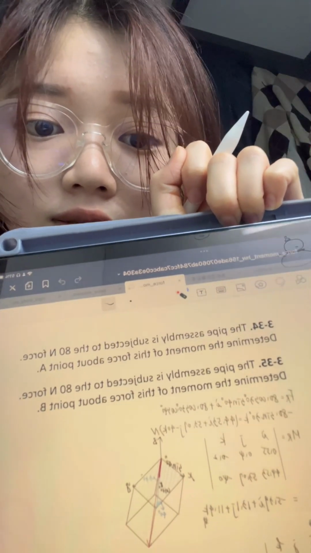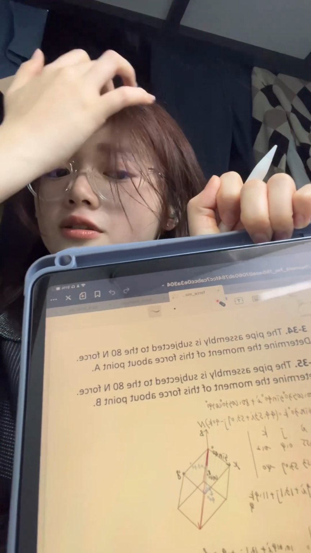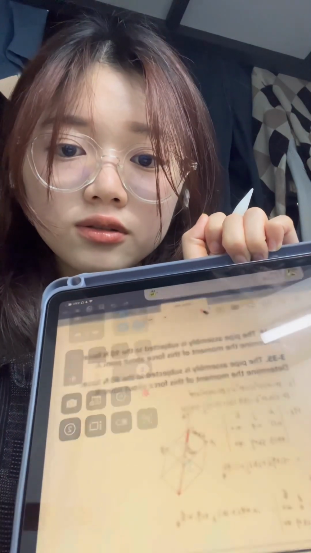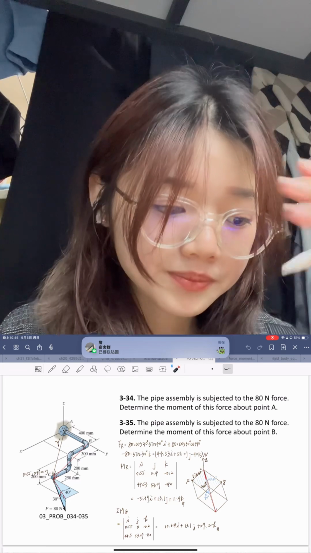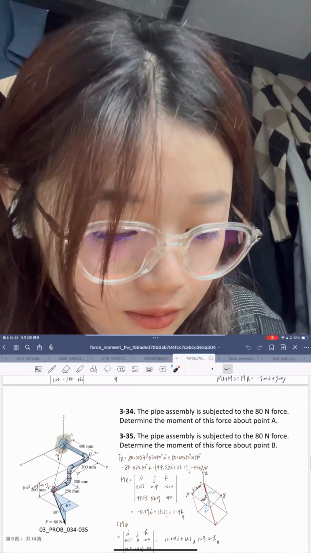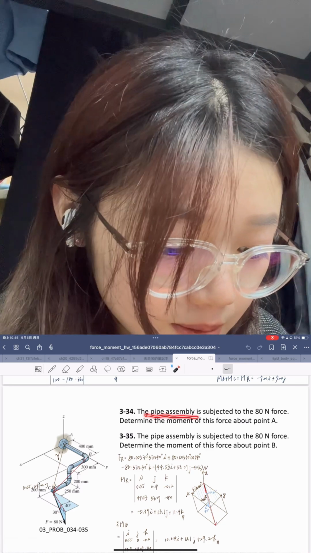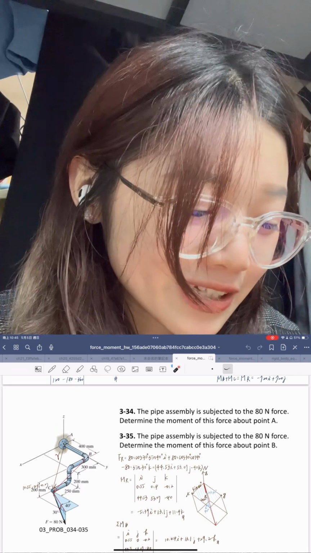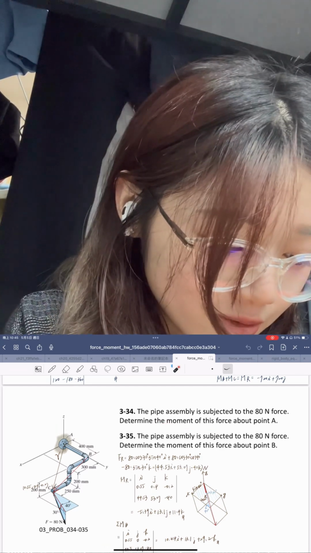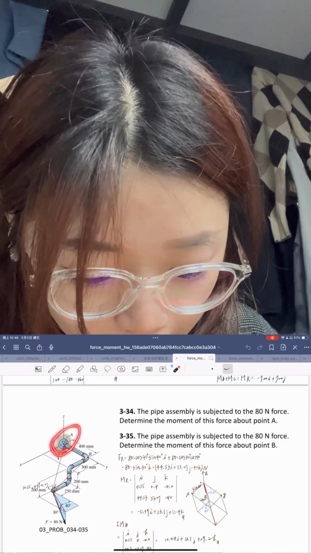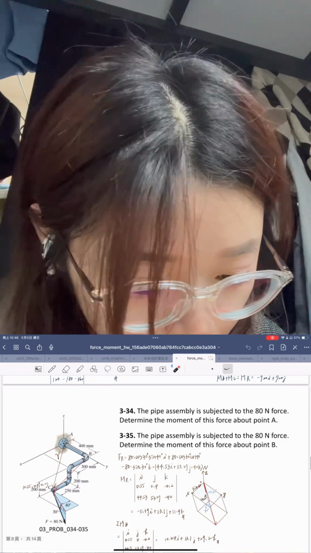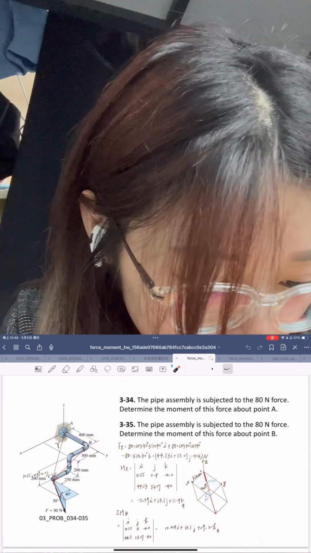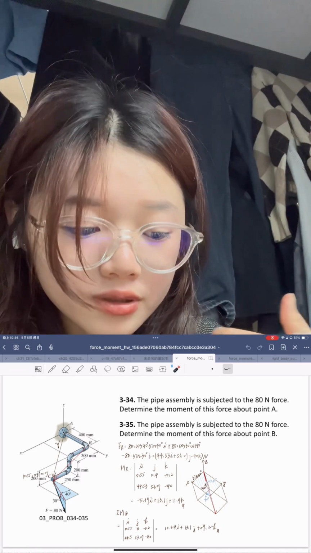The next questions are 3.33 and 3.35, the same as with the screen recorded. 3.33 is a pipe assembly subjected to the 180 Newton force. Determine the moment of this force about the point A. The point A is in here, and the point B here, and point C. And we know the R cos A.